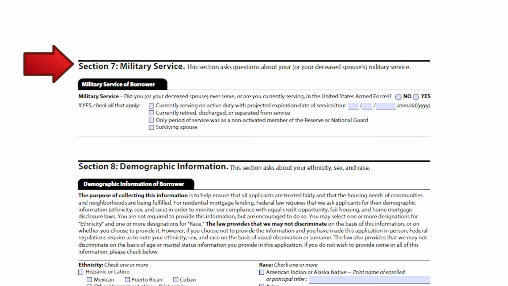Section 7, Military Service. This section asks the borrower if they have served in the military. Have the borrower answer truthfully.